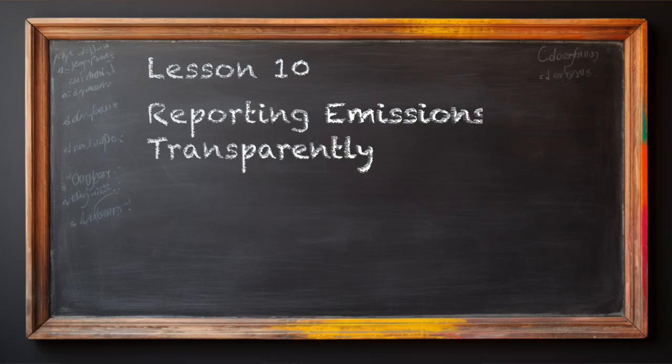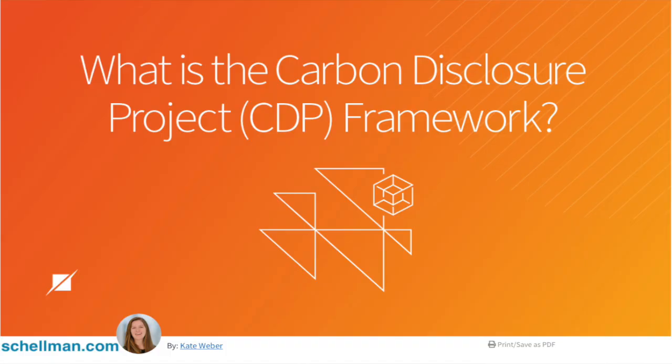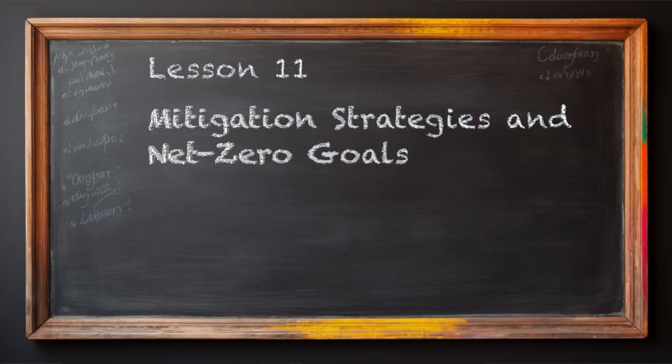And in lesson 10, we talk about reporting emissions transparently. We will see which are the best practices for public reporting, ensuring compliance with frameworks like CDP and demonstrating accountability of your organization to the stakeholders. And then the last two lessons, they become more practical. Lesson 11 is about mitigation strategies and net zero goals. And we will explore techniques to reduce the emissions, implement carbon offset programs, and achieve long-term net zero sustainability objectives.